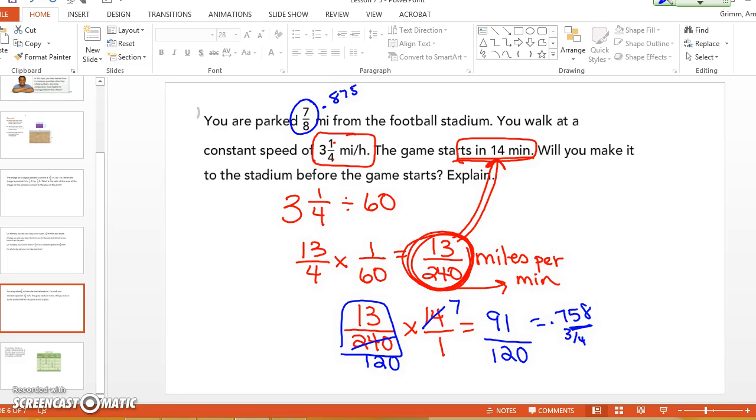You sure? Don't let this funky number mess up your math. You're still doing the same math as if it was a regular number. Okay? All right, let's look at this last one.